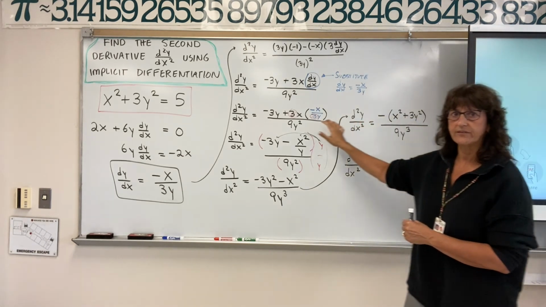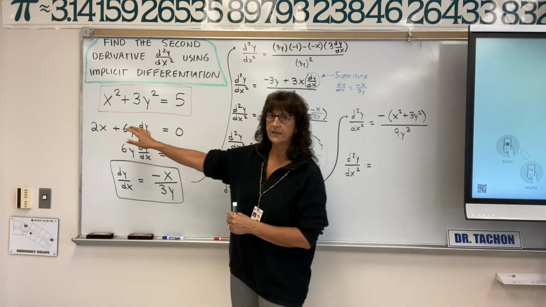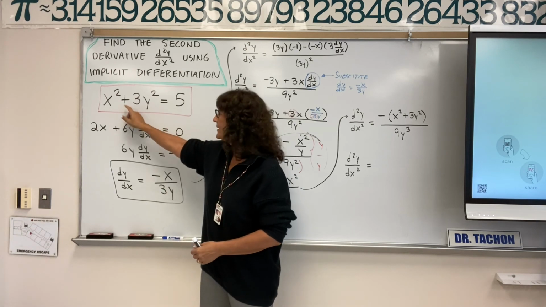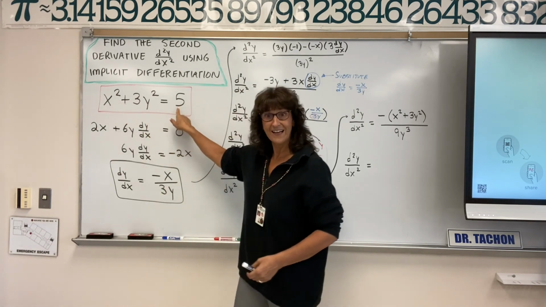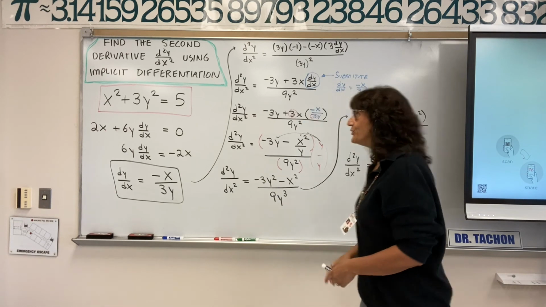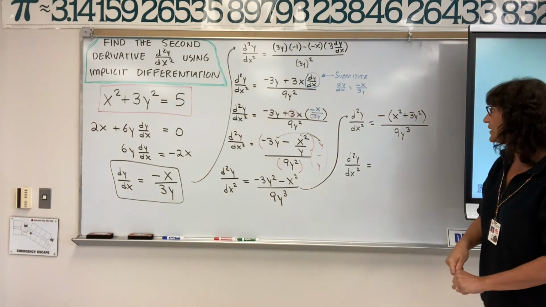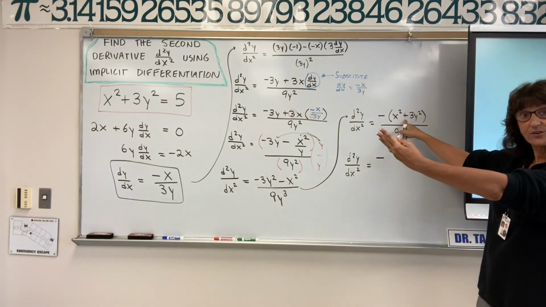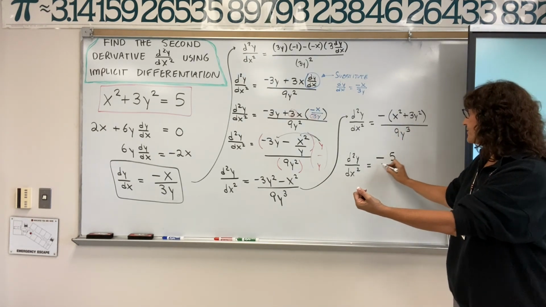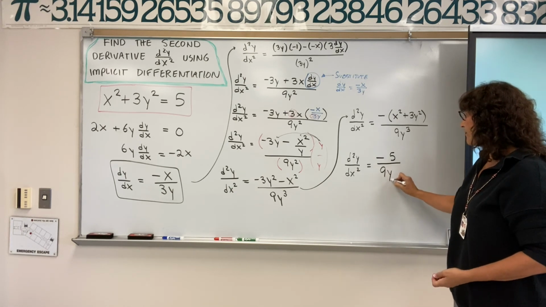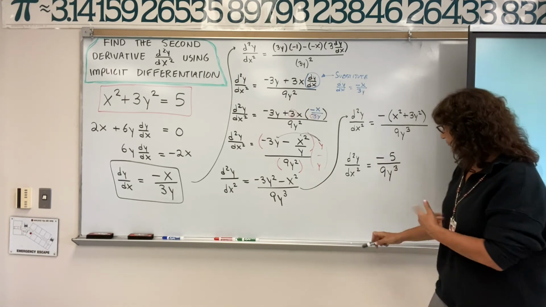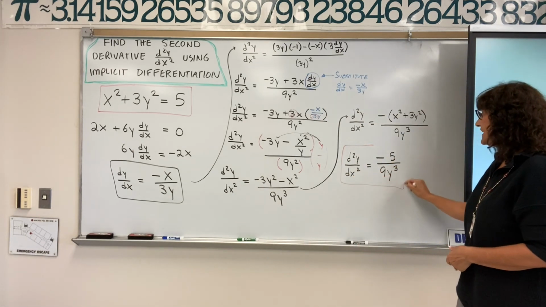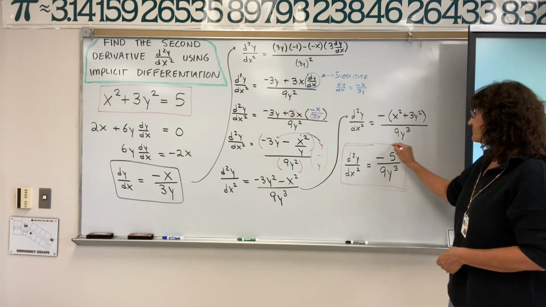Do you see that any place? All the way over here at the very beginning where we started, x squared plus 3y squared. That's our original problem, isn't it? x squared plus 3y squared, it's 5. So you can substitute 5 in for x squared plus 3y squared. You bring the negative down. This quantity, it's in our original problem, it's equal to 5 over 9y cubed. Isn't that interesting? So here is your final answer in completely simplified form with all substitutions.